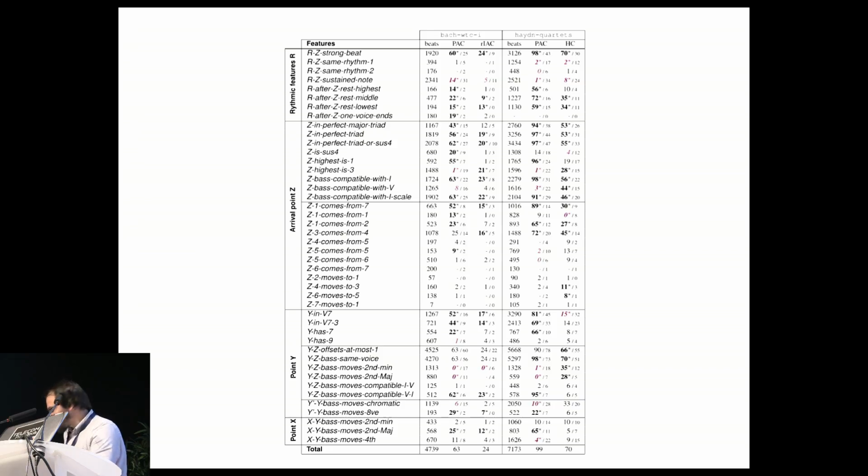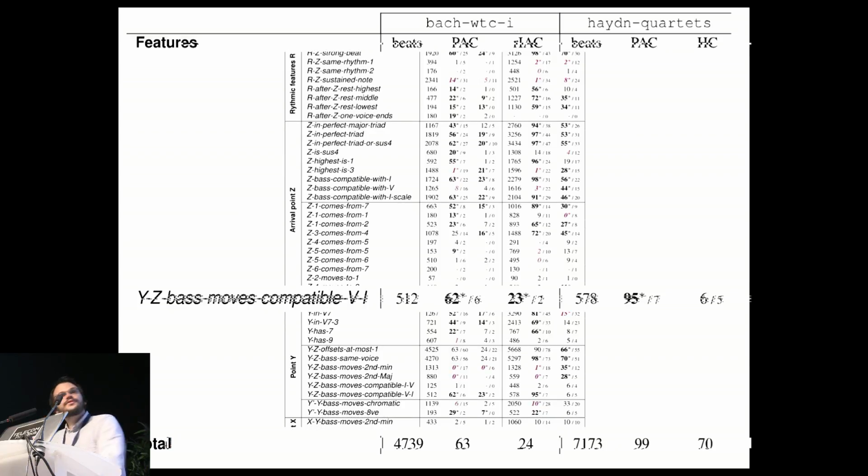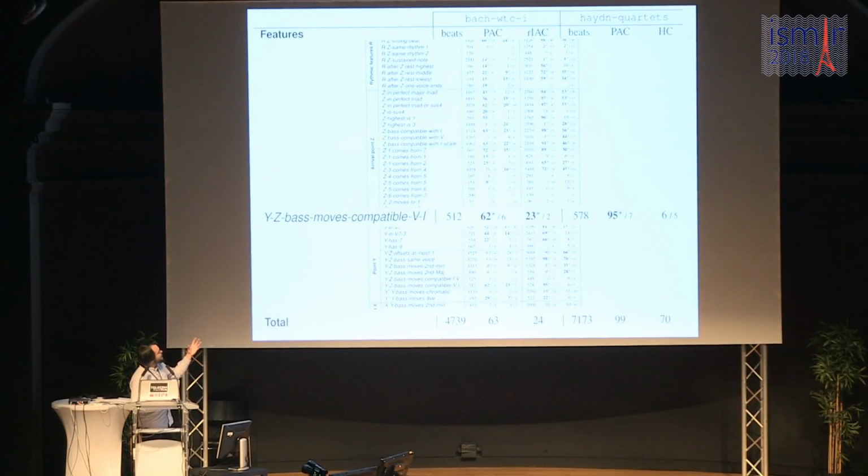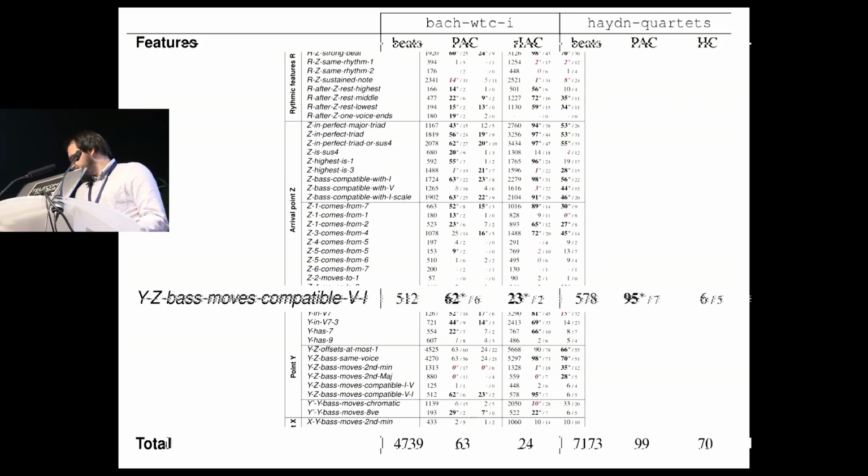Here, as a result of the extraction, I will focus on the first feature I presented you. It's the descending fifth on the bass. Here you can see that it is activated for a little less than 1 out of 10 beats. But it is also activated for almost all cadential beats. That's why we can say that this feature is significant. It was expected.